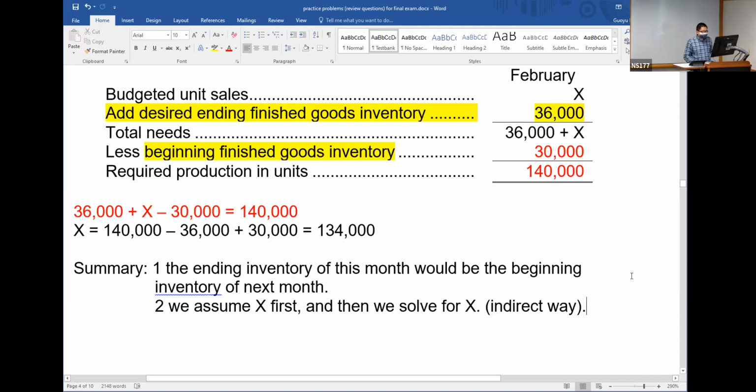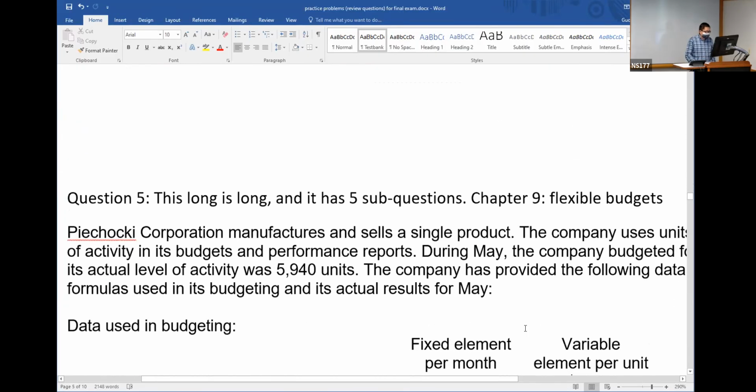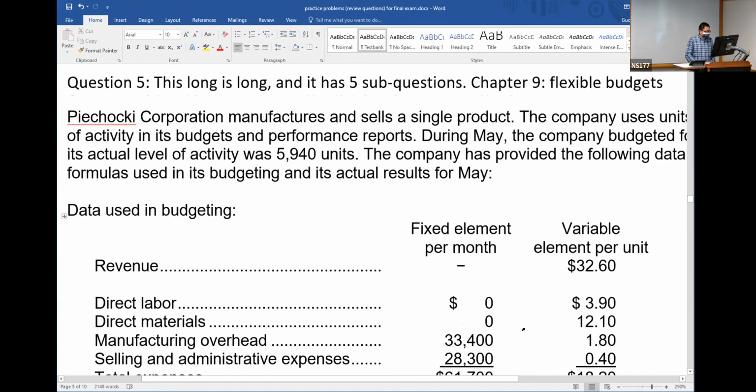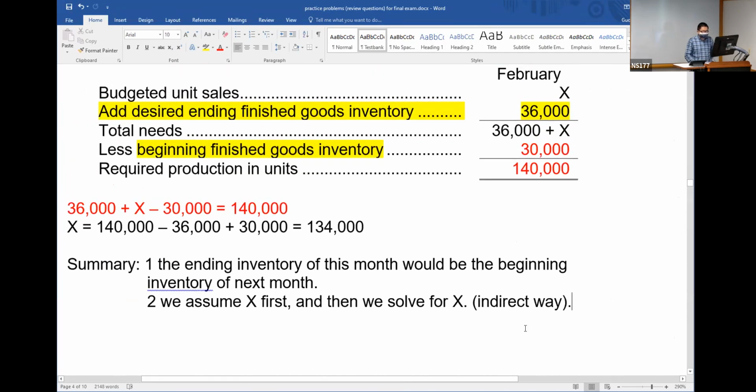Do you have any questions? If you have any question, please feel free to unmute yourself and speak. Okay, if not, maybe we can go to the next question. Look at question 5. I just want to wait to see if you have any question about this.